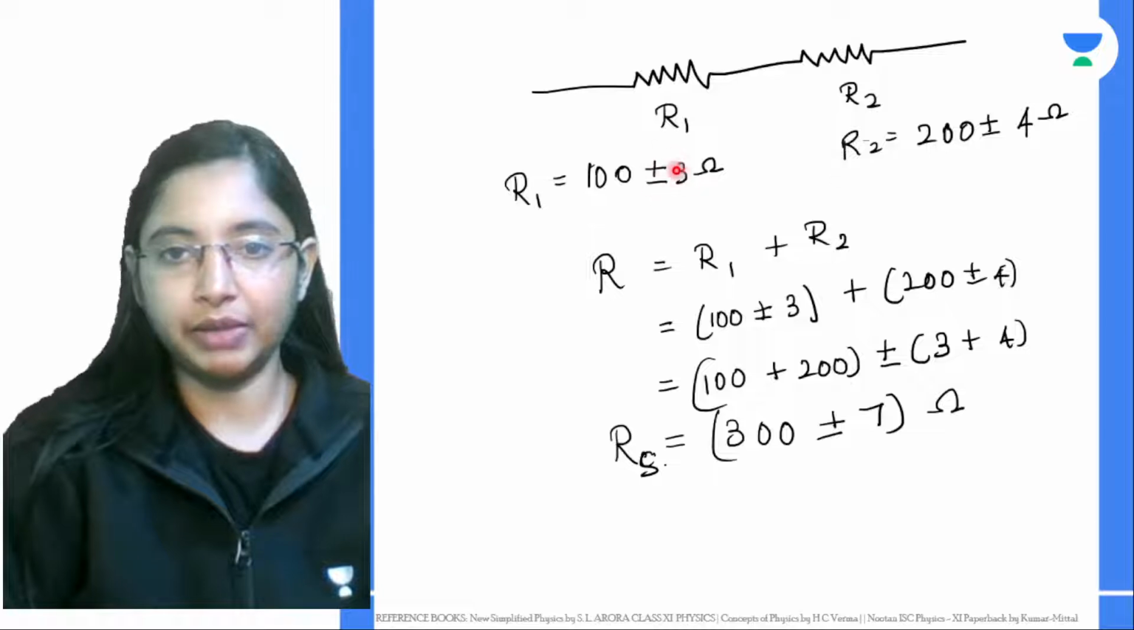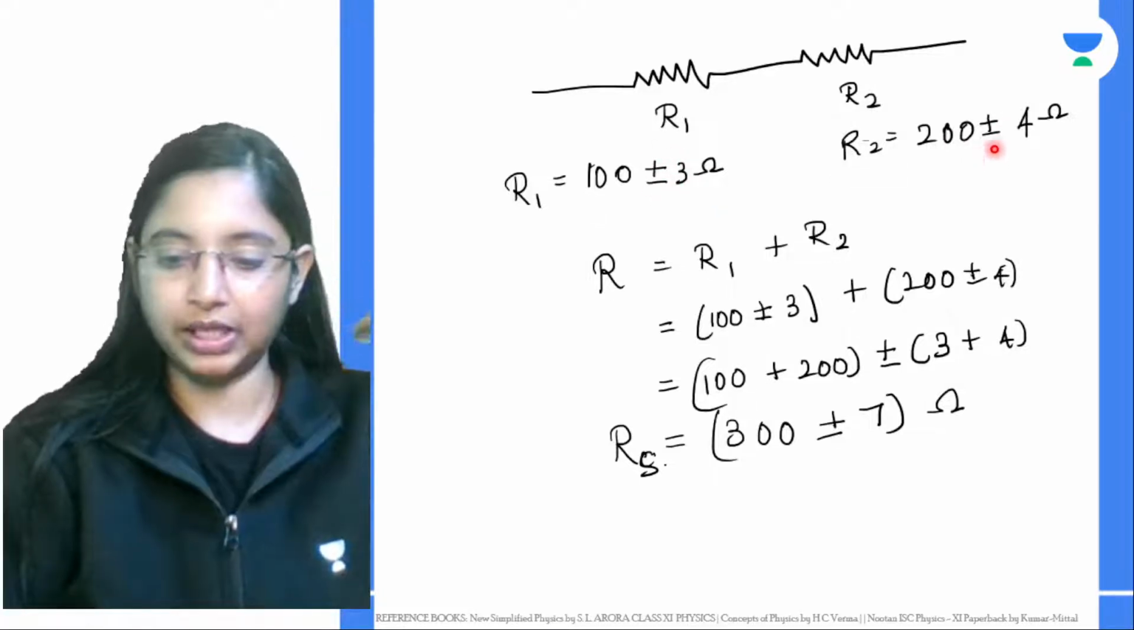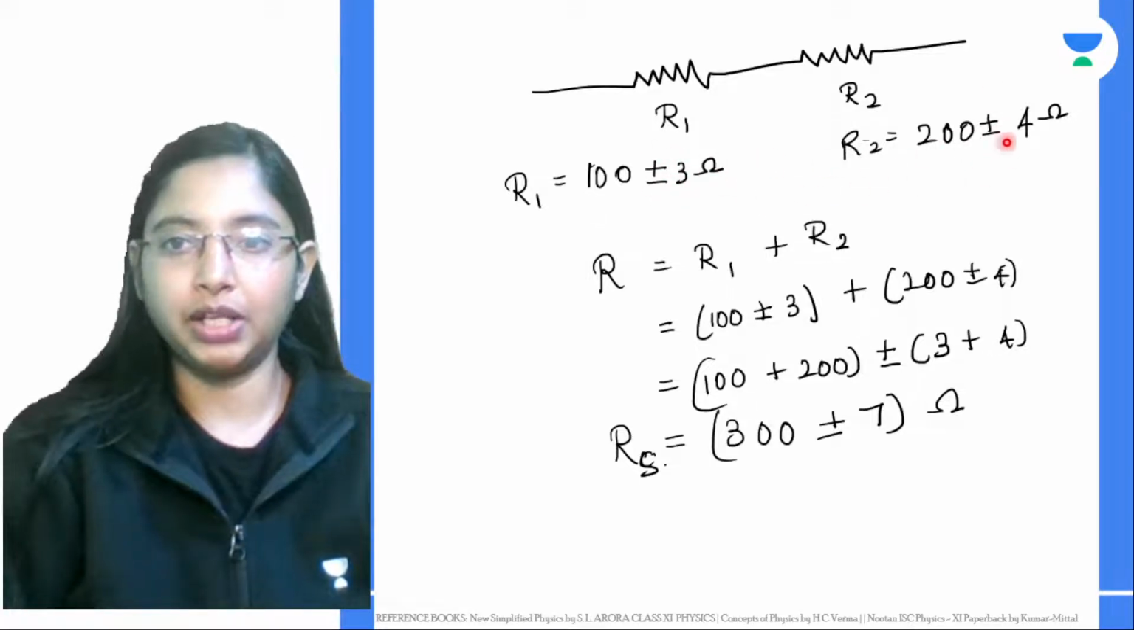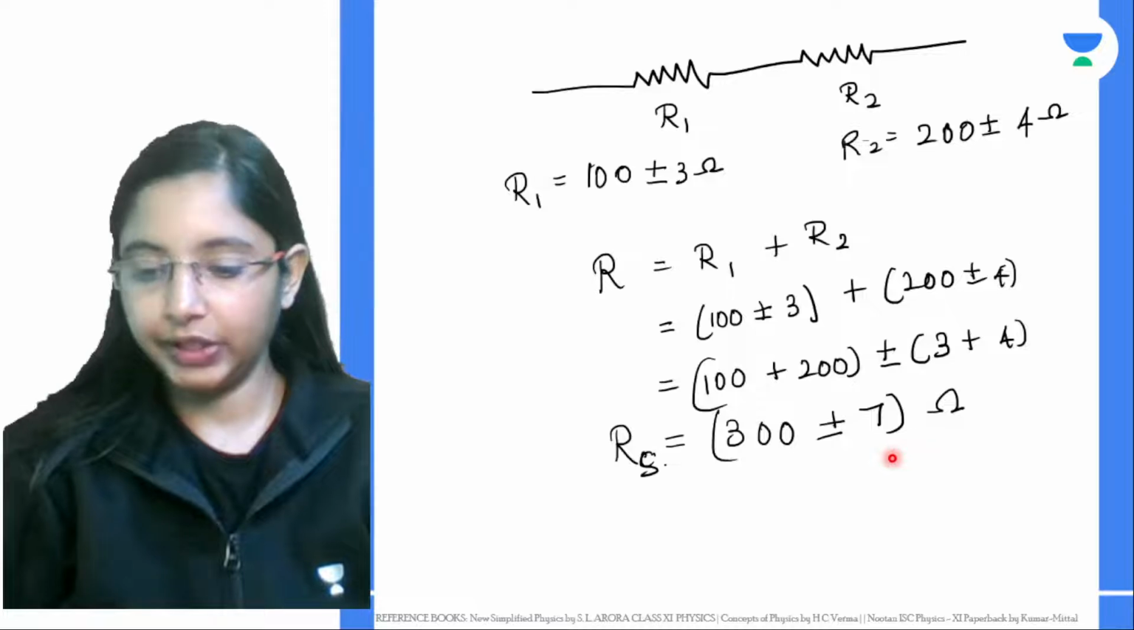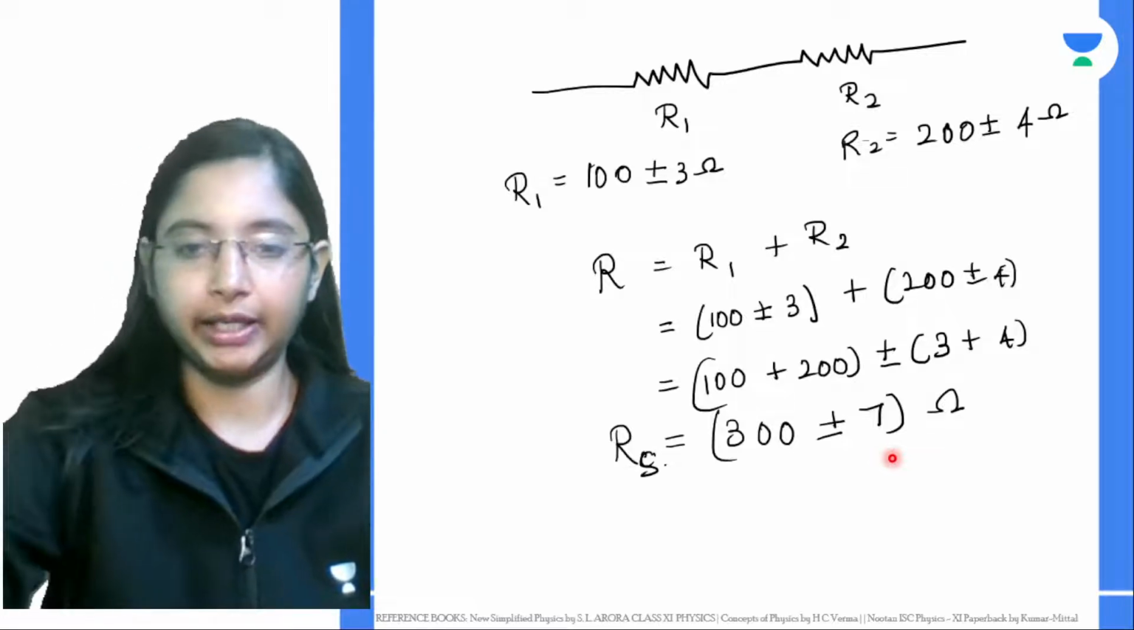This plus or minus 3 and plus or minus 4 was the absolute error. What was the sum of the absolute error? That becomes the sum, the maximum error. Alright, this is when you're doing combinations of error when you're adding.